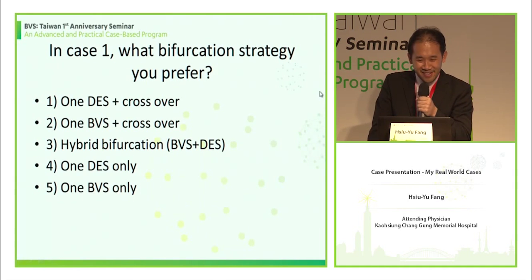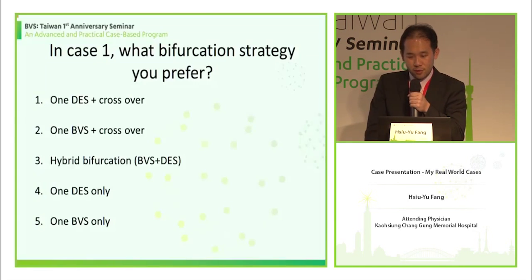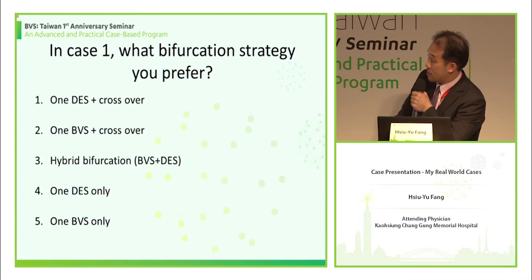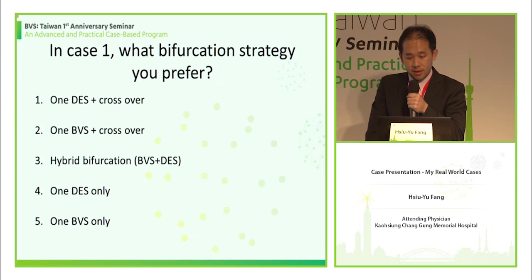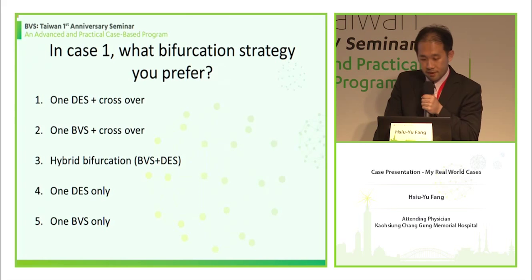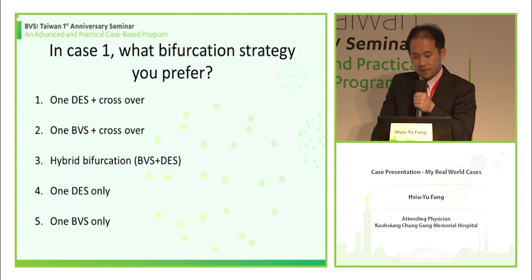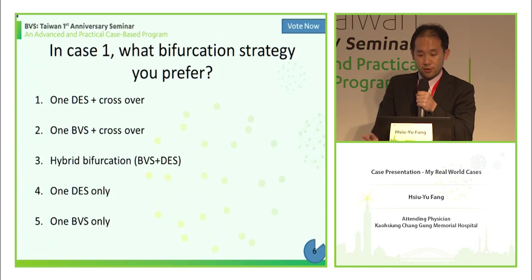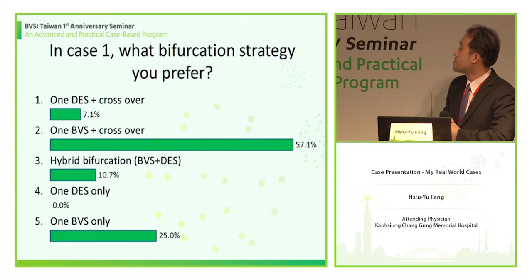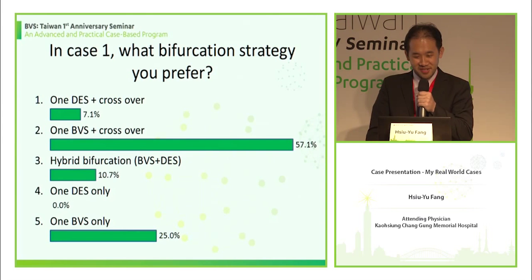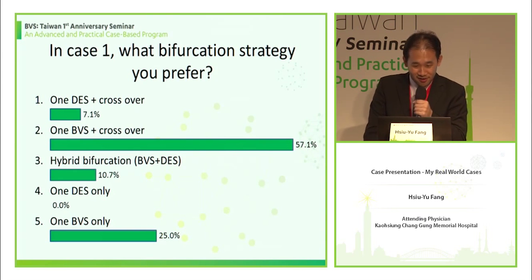In this case, what bifurcation strategy will you prefer? The first choice is one DES plus crossover only. The other choices are one BVS and crossover, or hybrid bifurcation including BVS and DES, or one DES only, leaving the diagonal alone, or one BVS only, leaving the diagonal alone. What's your selection? Okay, totally agree with this conclusion. So this is our next step.